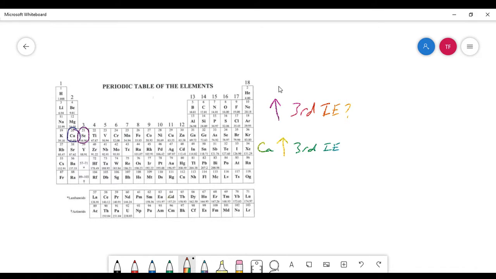Selenium, 1, 2, 3. Selenium has 3 electrons in this energy level here, the 4th energy level. But that means it has 3 electrons that are farther away from the nucleus than calcium's third electron. So 1, 2, 3, all 3 of those come from higher energy levels. So that means selenium is going to have a lower third ionization energy because its third electron is in the 4th energy level versus calcium's third electron, which is in the 3p orbital, a lower energy level, closer to the nucleus.